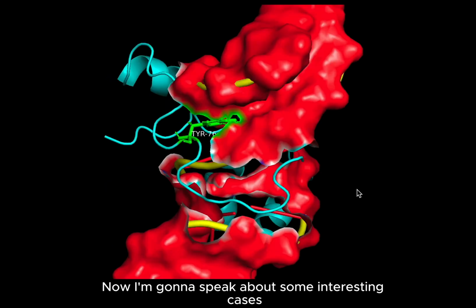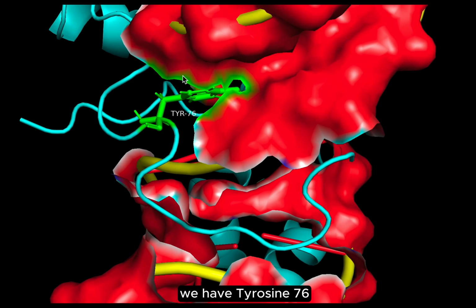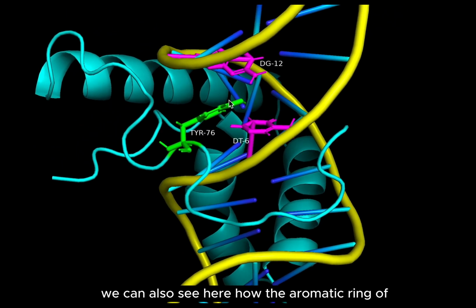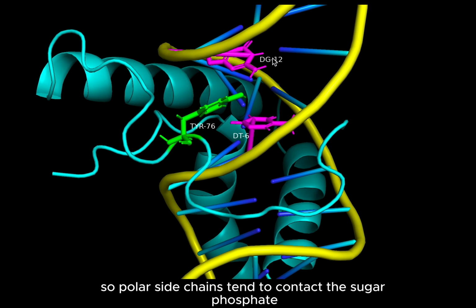Now I'm going to speak about some interesting cases, and in particular we have tyrosine 76. We can see here how it is inserted into the narrowed region of the minor groove, playing a key role in DNA binding. We can also see here how the aromatic ring of tyrosine is in close contact with the ribose ring of thymine and guanine. So polar side chains tend to contact the sugar phosphate backbone rather than hydrogen bonding to bases.